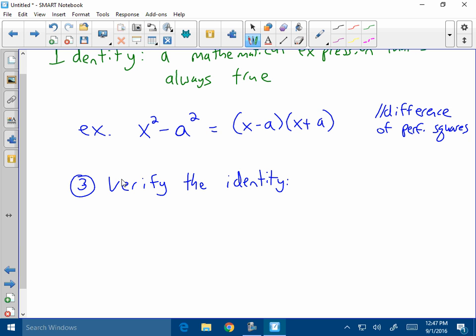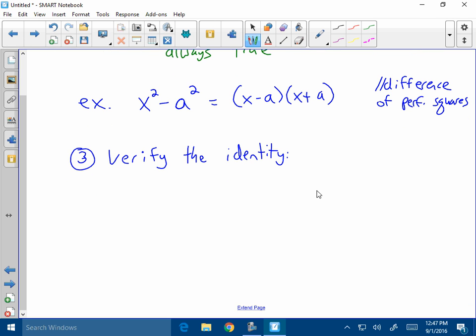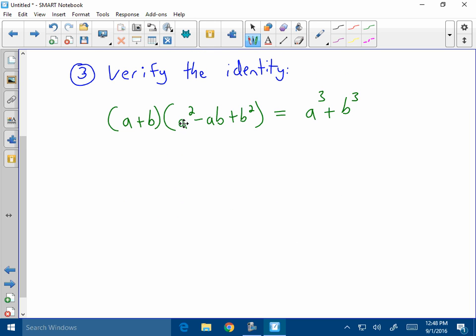Verify. V-E-R-I, that's the root word for truth, right? So it's something that we want to prove is true. Here's my identity: a plus b times a squared minus ab plus b squared is equal to a to the third plus b to the third. It's my job to verify that this thing equals this thing.